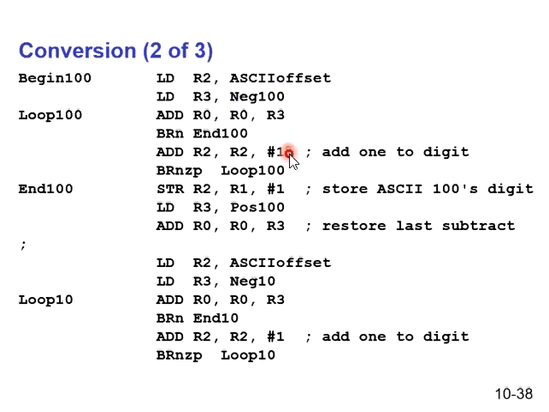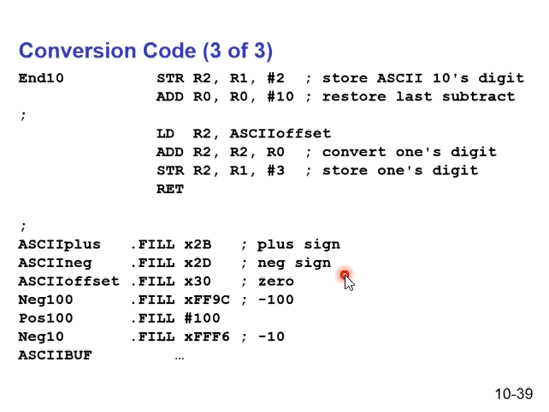You understand? This and that. With this, you have to do the action for the ASCII 100's digit. The same. Over here, the same.